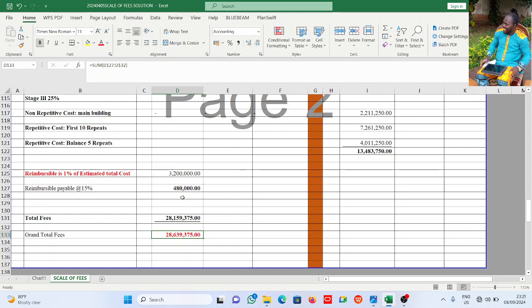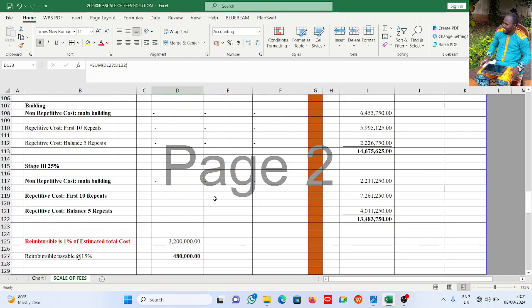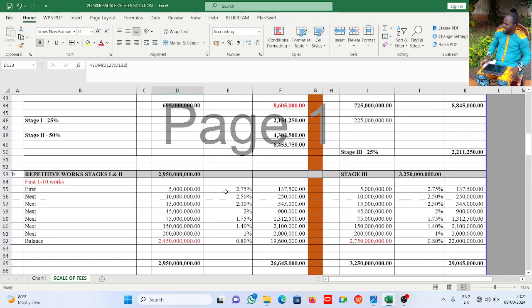Why is this like this? It is a federal government approved scale of fee for the construction industry, so it shows a fair compensation for services rendered by professionals, and it also shows clarity for clients on what to expect. It helps the client to see clearly what he is to expect to pay these professionals, and it ensures consistency in the pricing of projects across the construction industry. Basically, that is what the scale of fee is all about, and that is how you calculate the scale of fee.